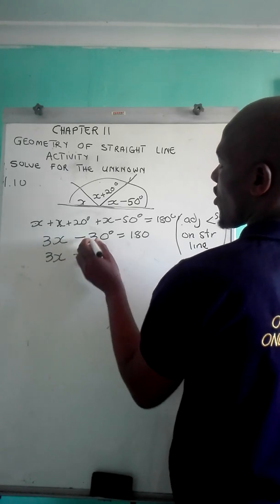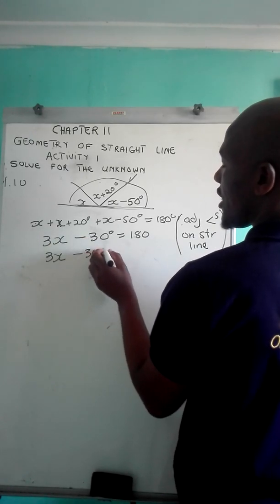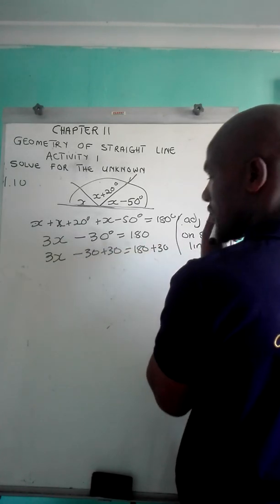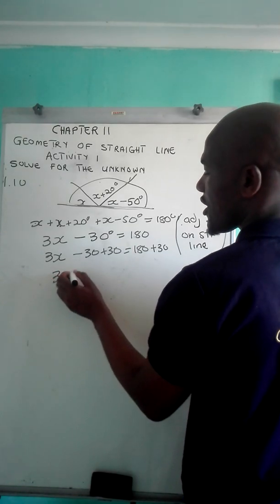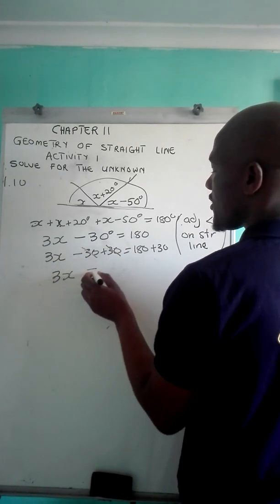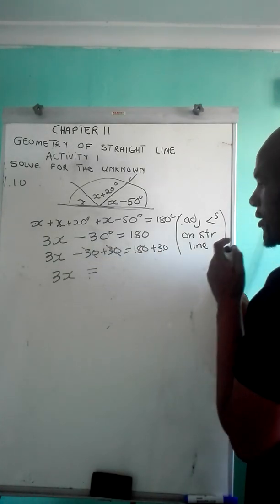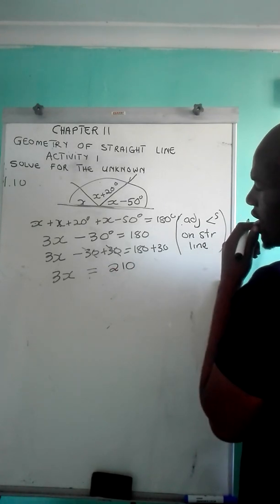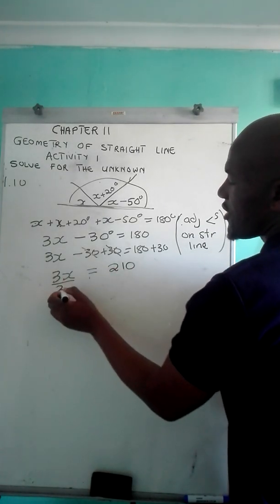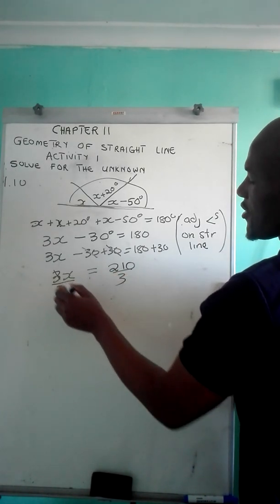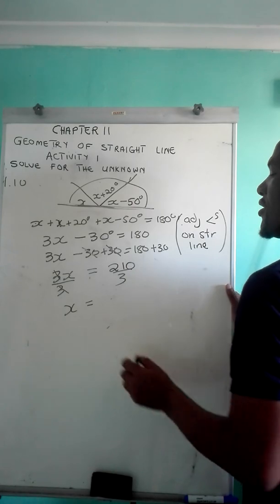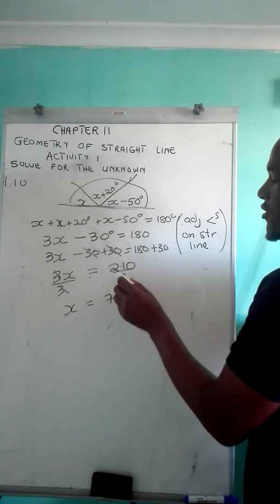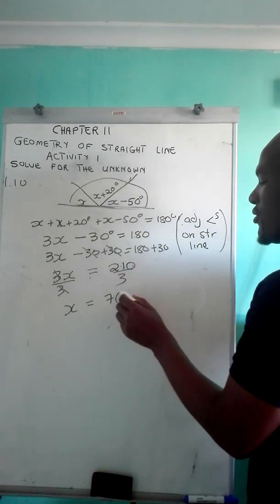3x minus 30, I need to add 30. This is 180 plus 30, I must add 30. This is 3x. 30 and 30, they cancel. 180 plus 30, the answer is 210. Okay, then divide by 3. What is 210 divided by 3? I know 21 divided by 3 is 7. I have that 0, so it's 70 degrees.